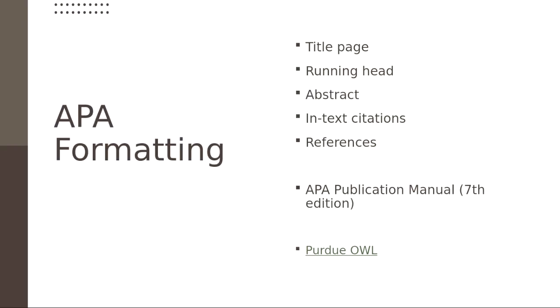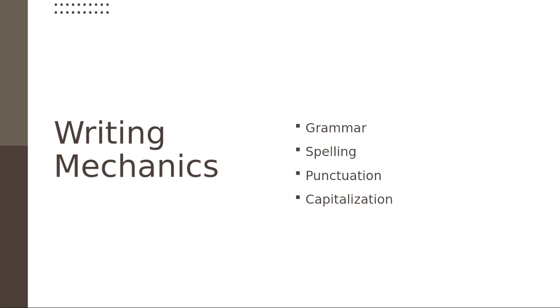Okay, so that was the content of your paper. As far as formatting, again, you do want to use APA 7th edition formatting. That means you'll include a title page with a running head, an abstract, in-text citations and references. And again, your resources for this are the publication manual and also the Purdue Online Writing Lab has really good information about using APA formatting. And the final thing that you'll be graded on is your writing mechanics. So things like grammar, spelling, punctuation, and capitalization.